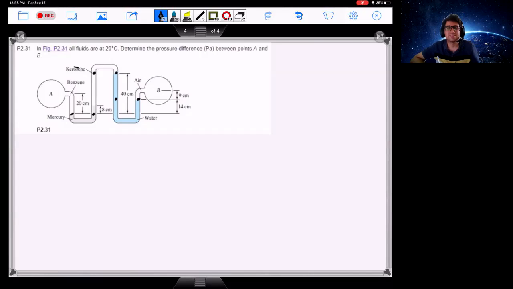Why am I showing this, why am I asking all these questions? Because we're probably going to use this concept. We're going to say, okay, this point is going to be equal to this point, the pressure. And we're going to calculate the pressure here, and say the pressure here is going to be equal to the pressure there. That's how we solve these problems.